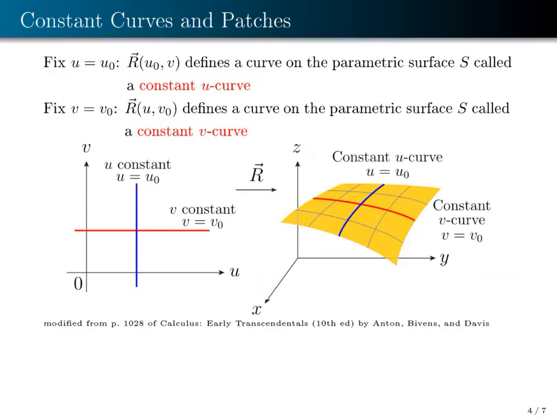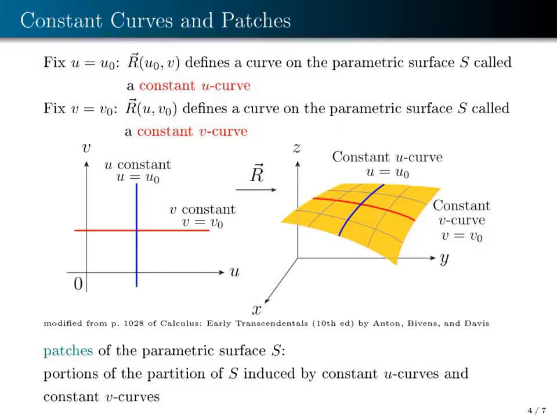Similarly, setting v to be the constant v0 results in the curve r of u v0 that lies on the parametric surface S. This curve is called a constant v curve. In the figure, the red horizontal line is the graph of v equals v0 in the uv plane, whose image under r is this red curve on the parametric surface.